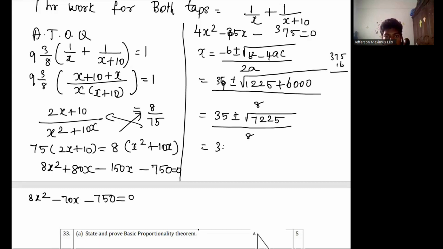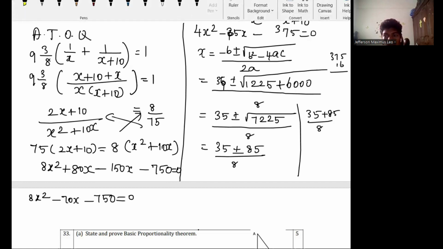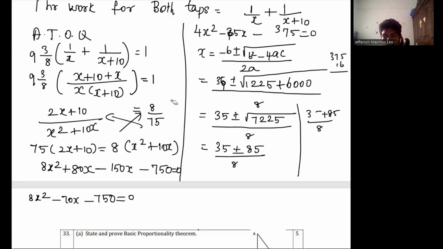You say 85 is square root. Do you know square root long division? Do you remember it? Yes, ma'am. 85 comes to 8. So 35 plus 85 by 8. This is one choice. Okay, split this up. So 35 plus 85 by 8, 35 minus 85 by 8 is the calculation.